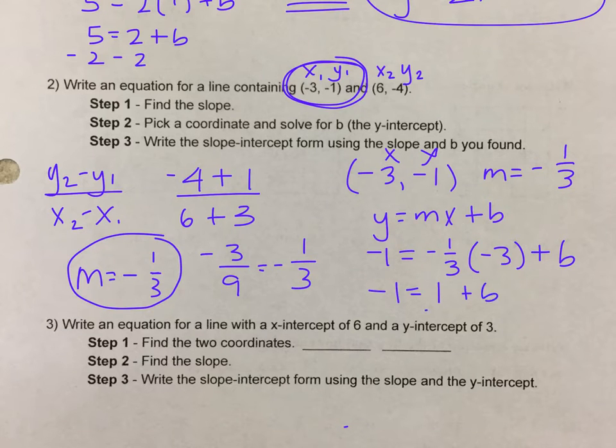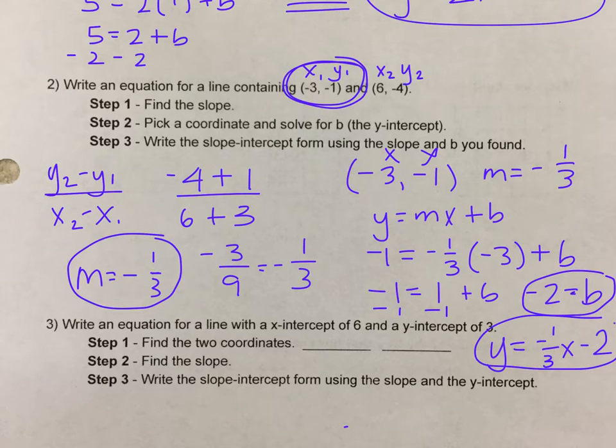Then I'm going to subtract my 1. -1 minus 1 is a -2. So that's my b. So now I have an m and I have a b. And now I can write my equation. Y equals -1/3 x minus 2.